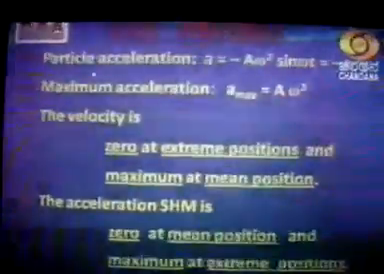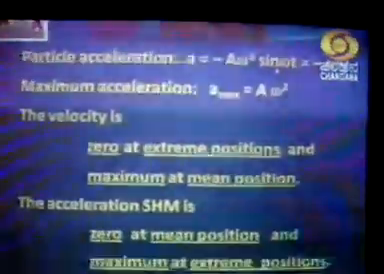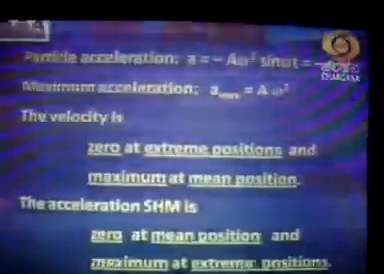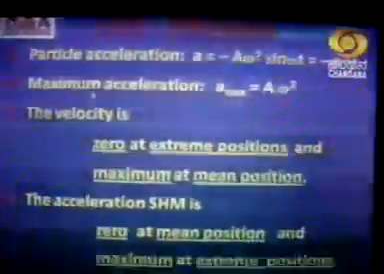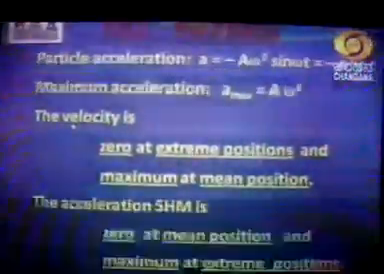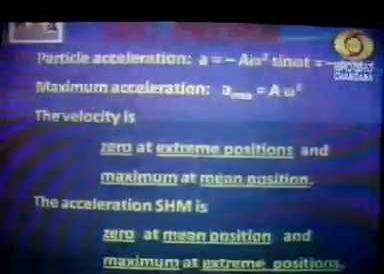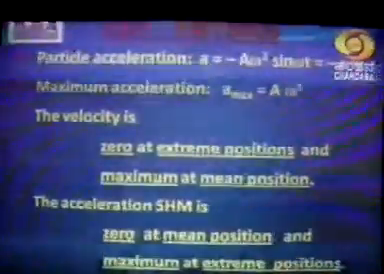Next, the particle acceleration is equal to minus a omega square sin omega t, which is equal to minus omega square y. Maximum acceleration of the particle is a max equal to a omega square. Velocity of the particle is 0 at extreme position and maximum at the mean position.